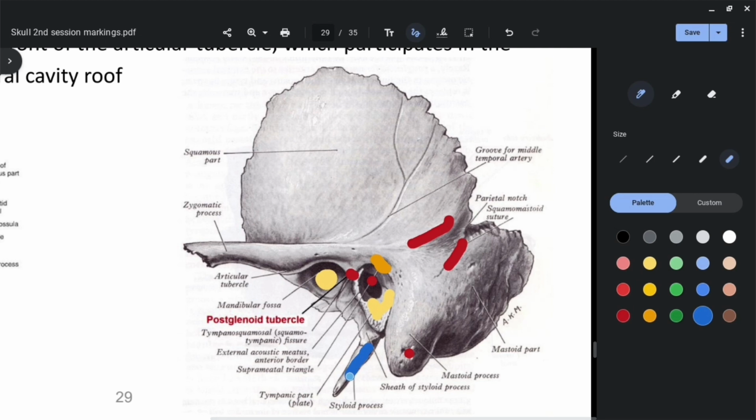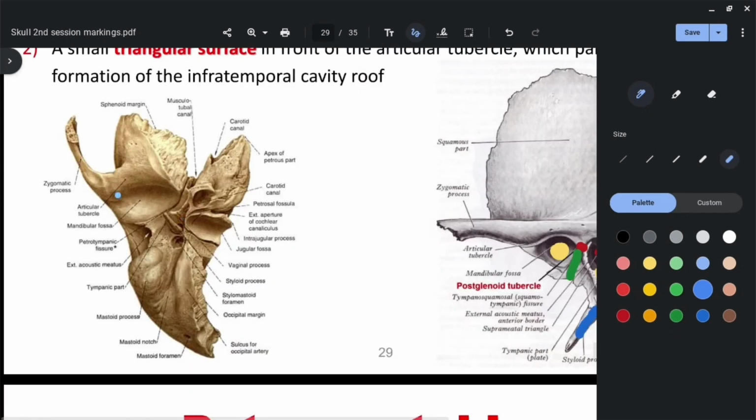So here we have two other sutures. Like here we have a total of three sutures in this external surface. The first one is squamomastoid, and the other one, this is the tympanic part and this is the mastoid part. So the suture between these will be the tympanomastoid suture. This is the tympanomastoid suture. And next we have another suture which is between this squamous part and this tympanic part. So this will be the squamotympanic suture.